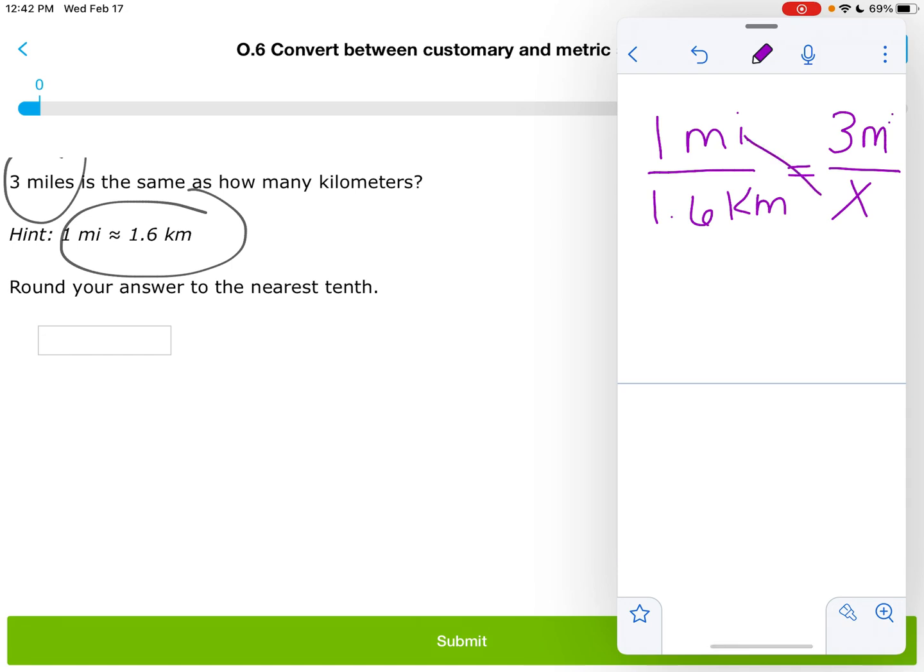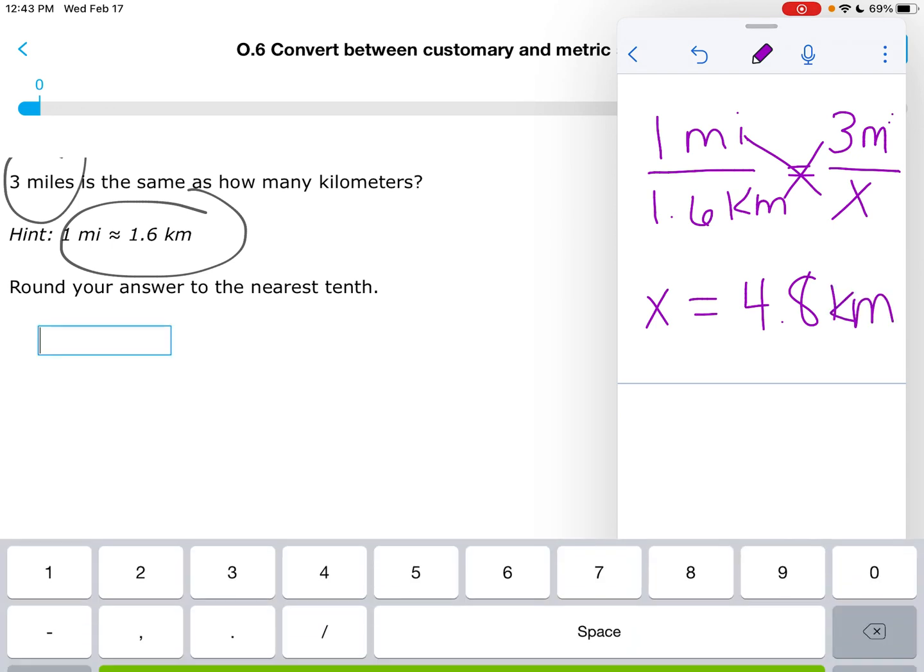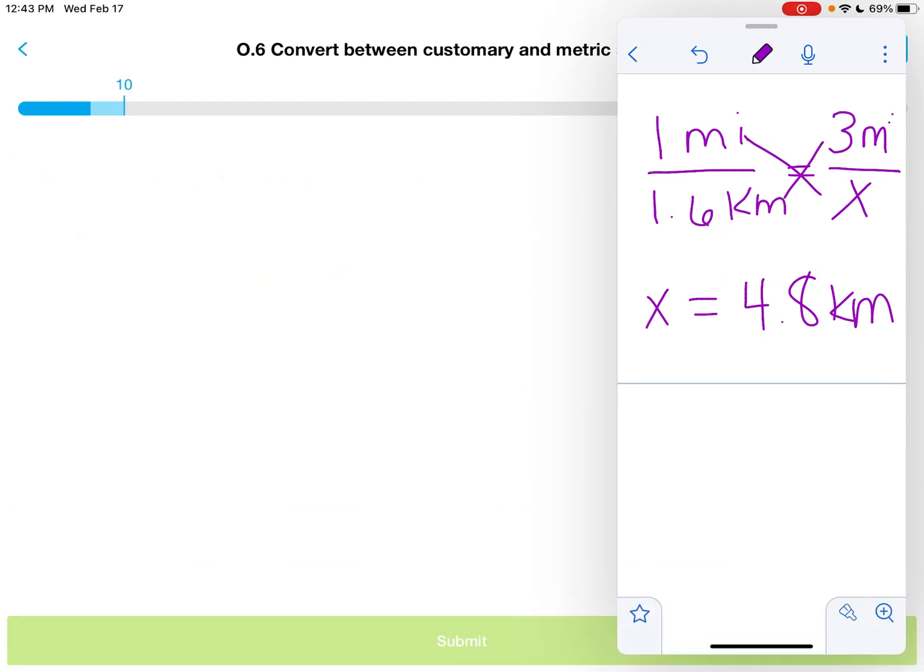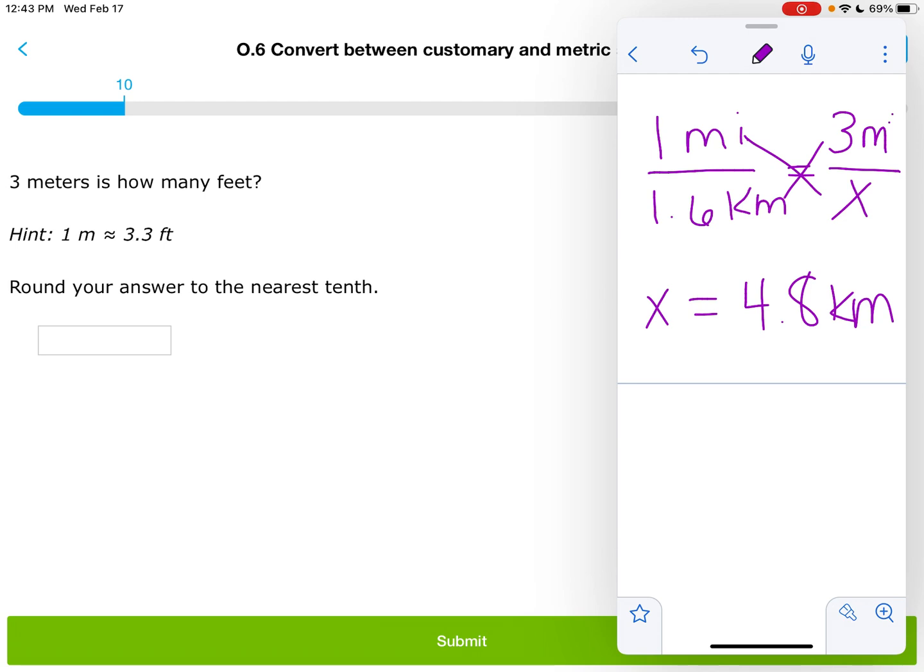We don't know how many kilometers there are. So now let's go ahead and cross multiply. 1 times x is really just x, and then we need to take 3 times 1.6. I'm going to grab my calculator out. 3 times 1.6 gives us 4.8. So 4.8 kilometers is equal to 3 miles. So that's what we would type here. And we are good. Let's try the next one.